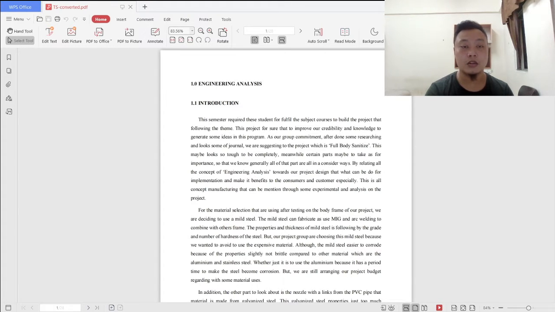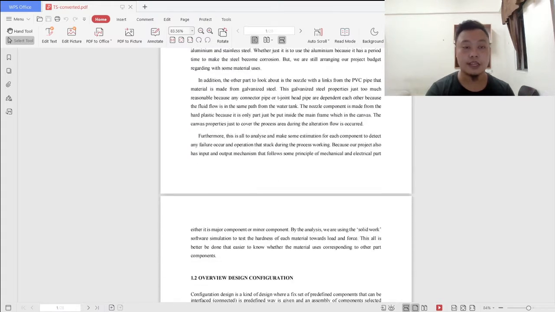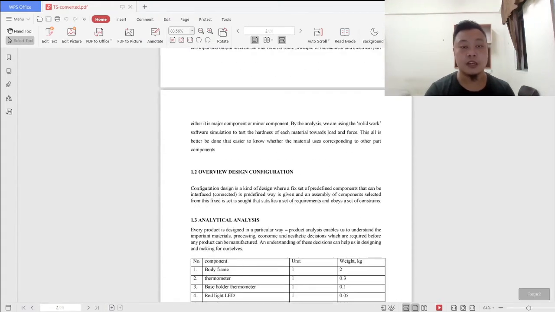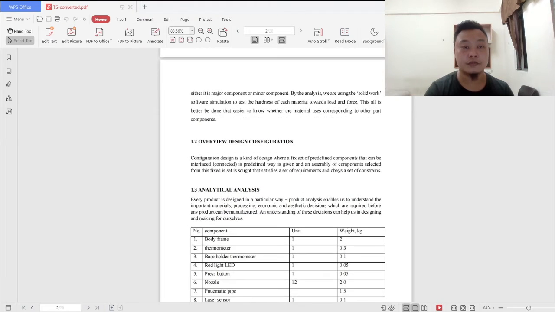By relating all the concepts of engineering analysis to our project design, which will be implemented, we make it beneficial to the consumer and the customer especially. These are all the concepts that can be mentioned through some experiments and analysis on the project. For the second part, I will explain the overview design configuration.